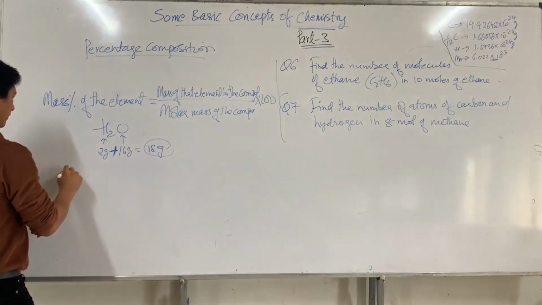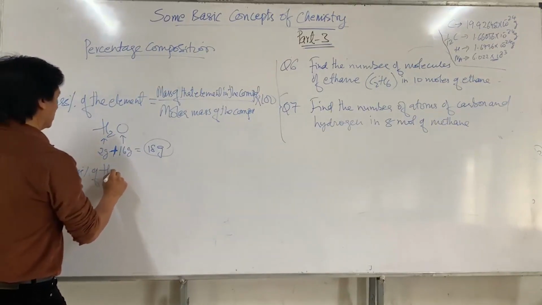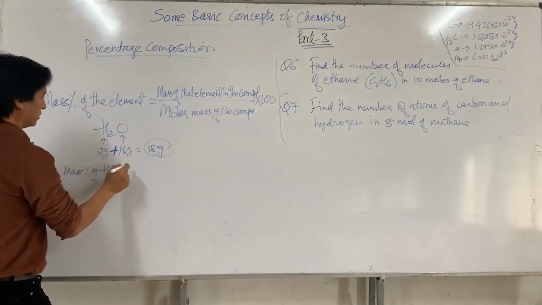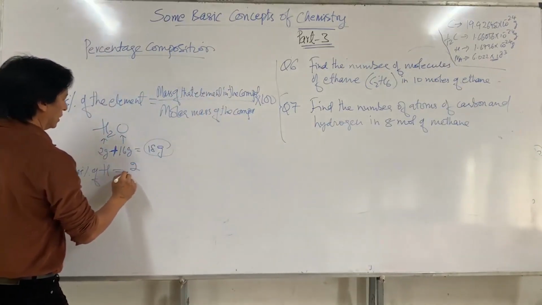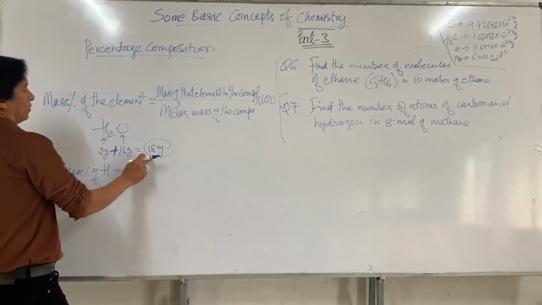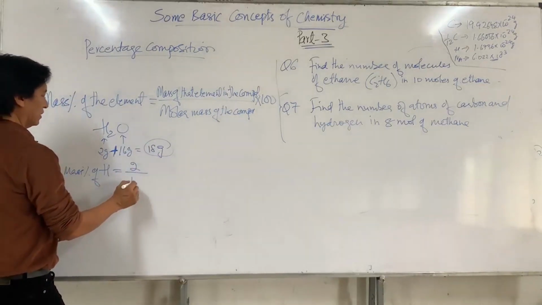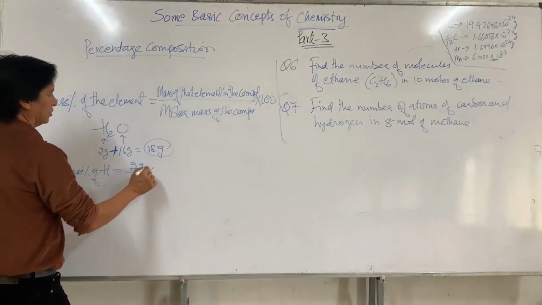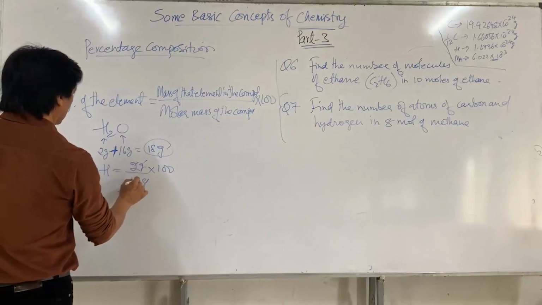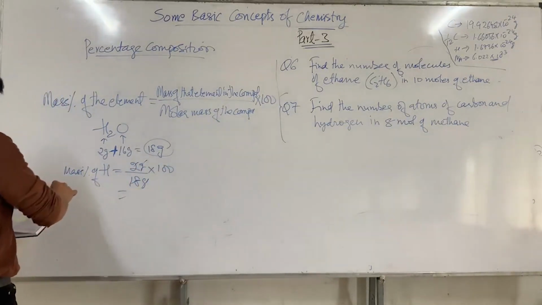So the first one is the mass percent of hydrogen, which is given by the mass of that element, here hydrogen. So I write 2 grams divided by the molar mass. The molar mass of H2O, water, is 18 grams. So it is 2 grams over 18 grams into 100. In terms of percentage, you're going to get this as, I think, 11.1.